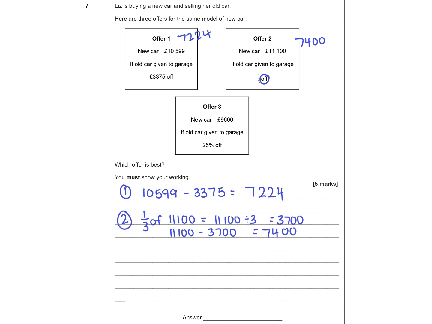All right, and then we have offer 3 where we need 25% off. So 25% of, because that's how this always starts, 25% of 9,600.